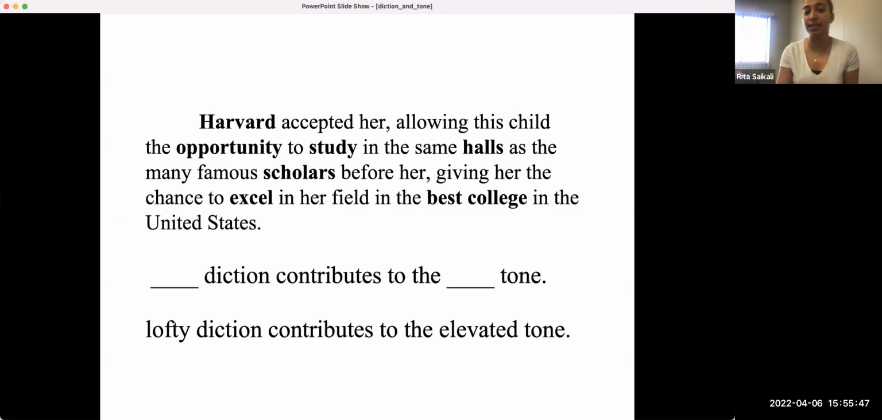Yeah. So you guys can see how the words contribute to the meaning, contribute to the tone, right? So the words we choose contribute to how it sounds.